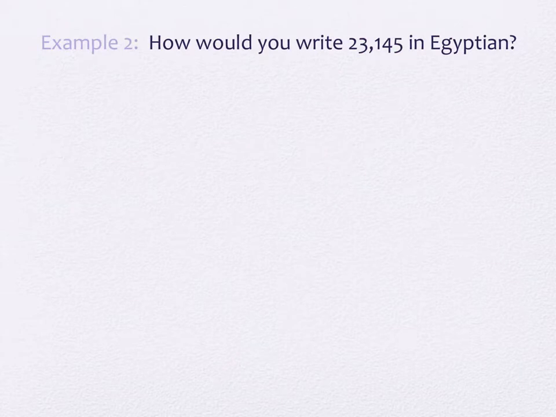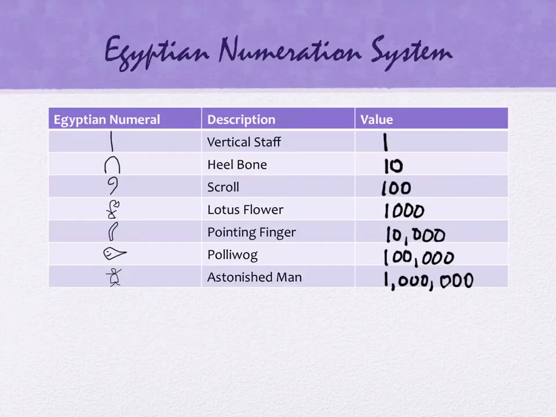So we have now the number 23,145. And so we're just going to go place value from the left down. And so the 2 in that location is worth how much? 10,000. It's the 10,000s place, so I have 2 10,000s. And what shape do I need to use for the 10,000s? Right, the pointing finger. So I need 2 pointing fingers.